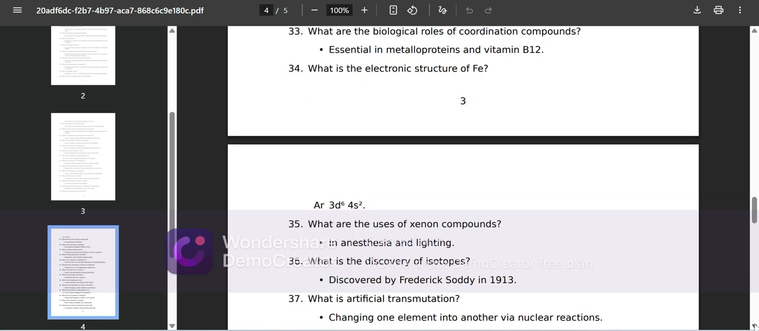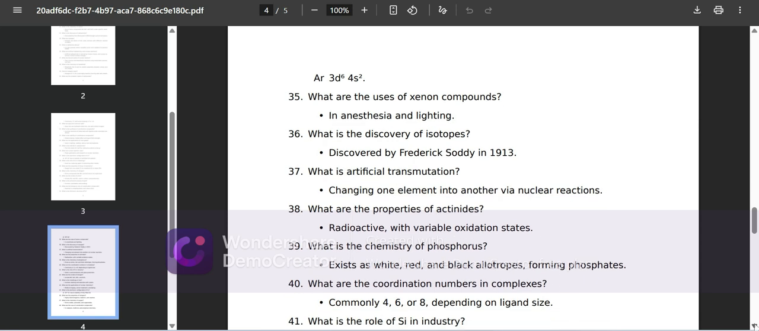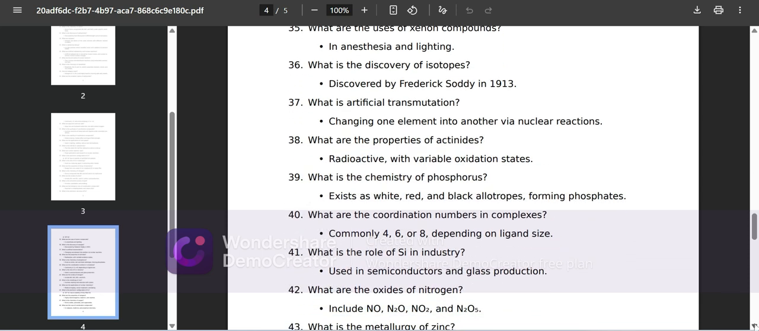What is the electronic structure of iron? Ar 3d6 4s2. What are the uses of xenon compounds? In anesthesia and lighting. What is the discovery of isotopes? Isotopes were discovered by Frederick Soddy in 1913. What is artificial transmutation? Changing one element into another via nuclear reactions.